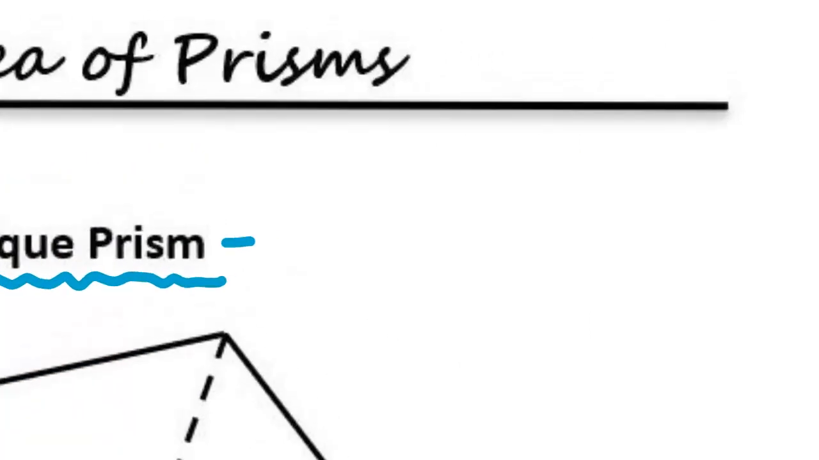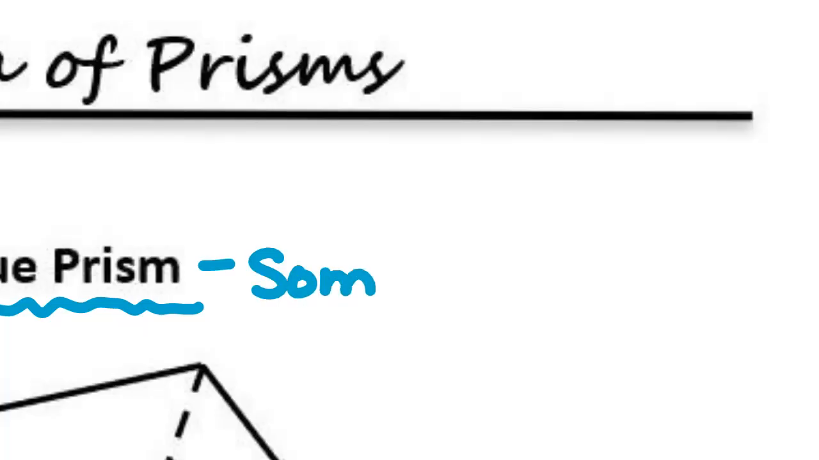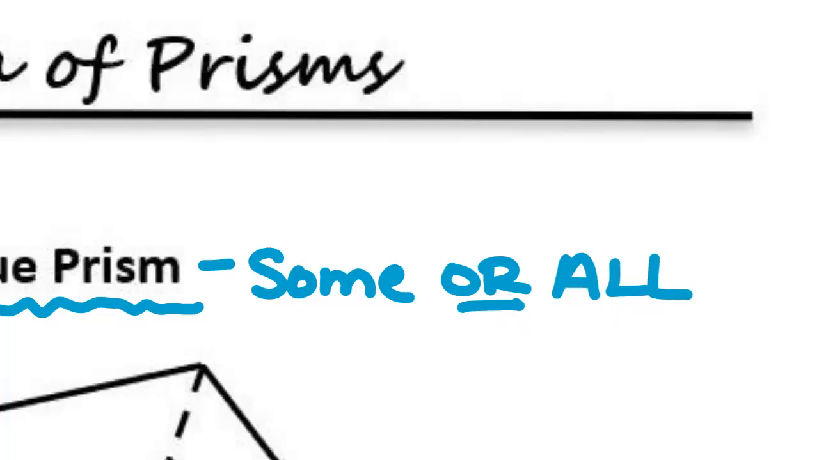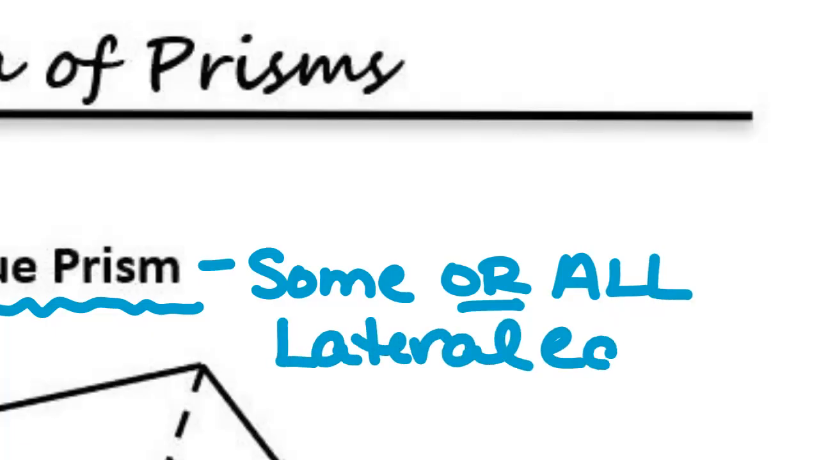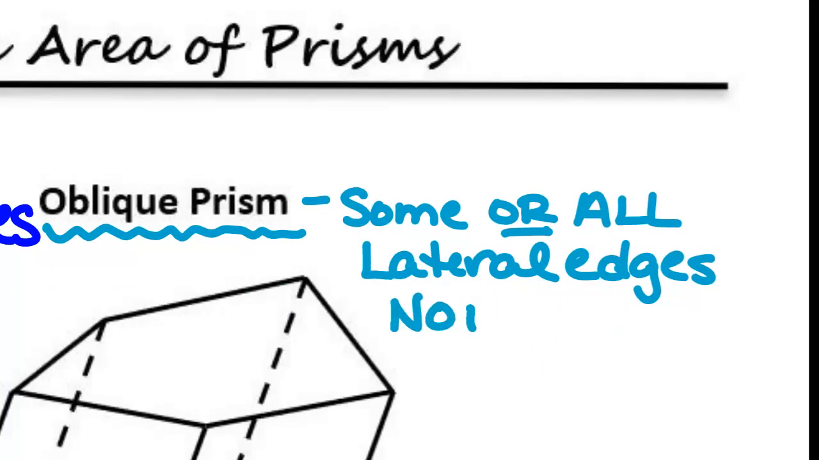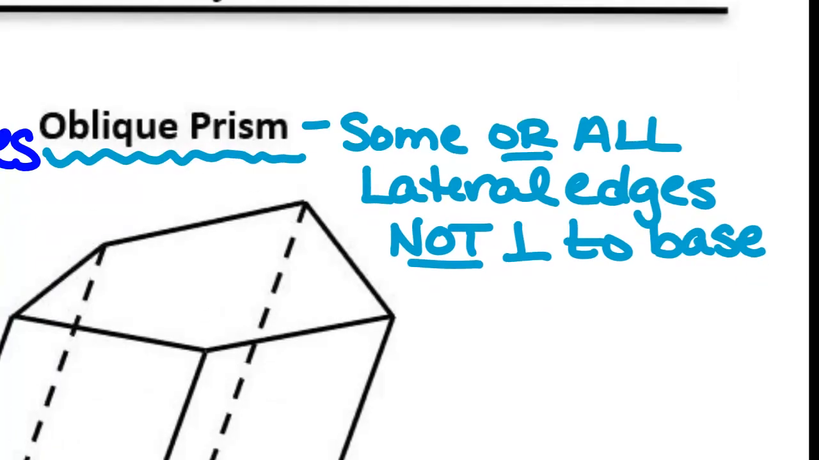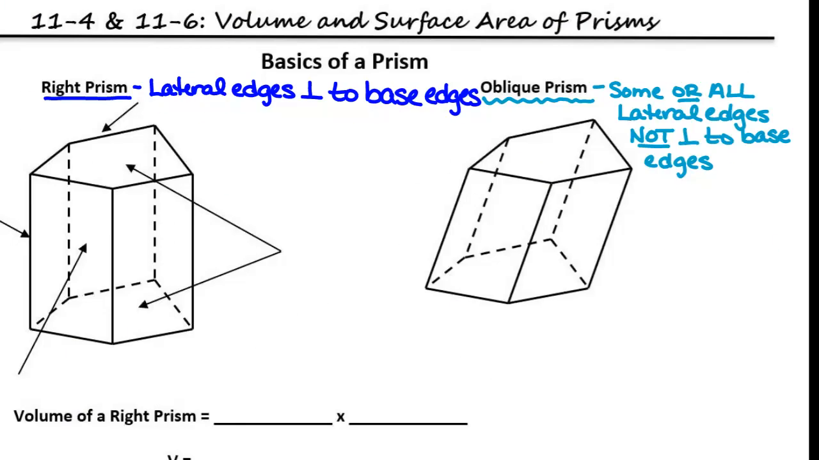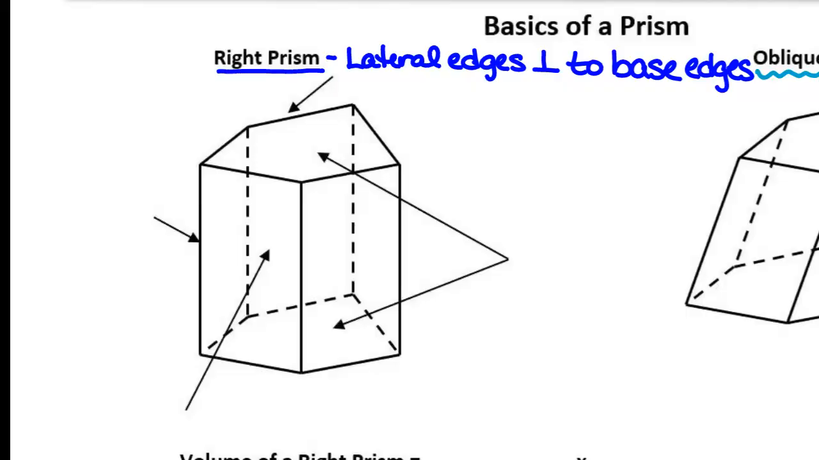In an oblique prism, some or all lateral edges are not perpendicular to the base edges. So let's look at what we mean by lateral edges and base edges.